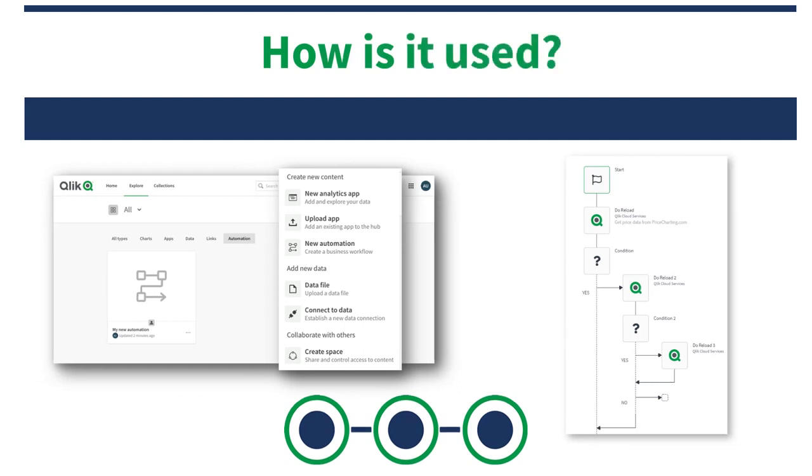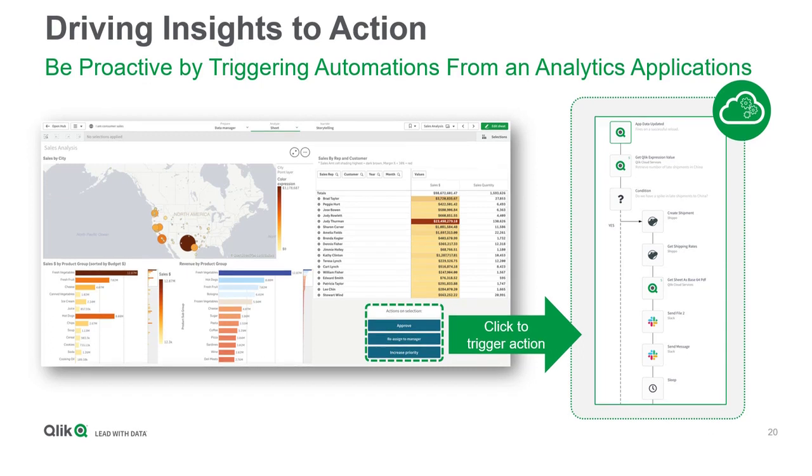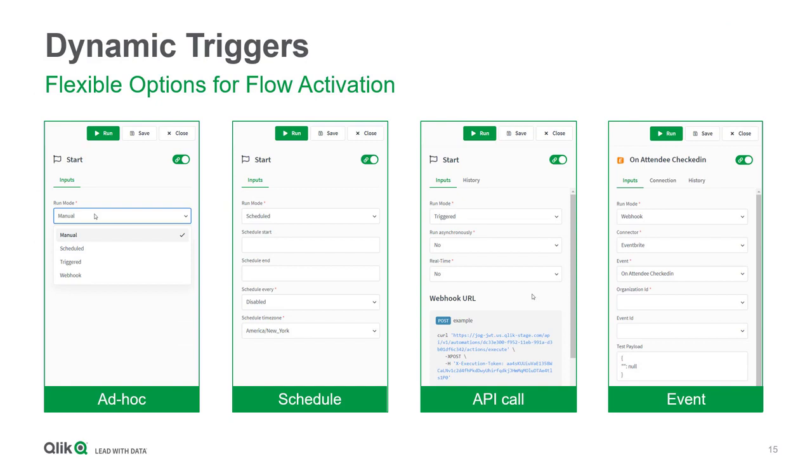How is it used? Let's cover some of the use cases for Qlik Application Automation. Driving insights to action. We've mentioned this already, but you can use Qlik Application Automation to initiate actions not only in response to business events, but also by directly triggering other downstream processes. Automations can be manually started, run on a schedule, initiated from an API, or called by an application event.